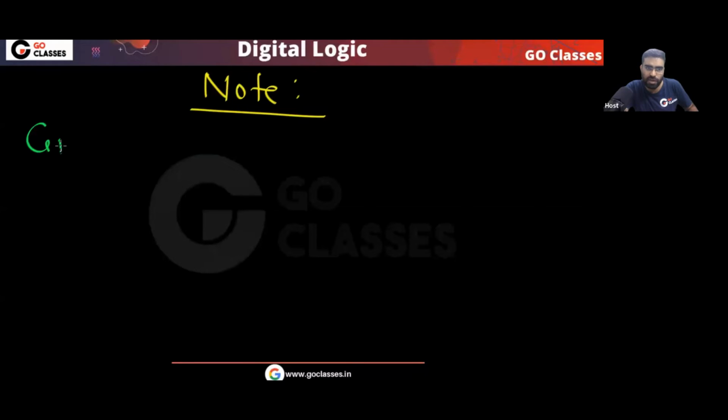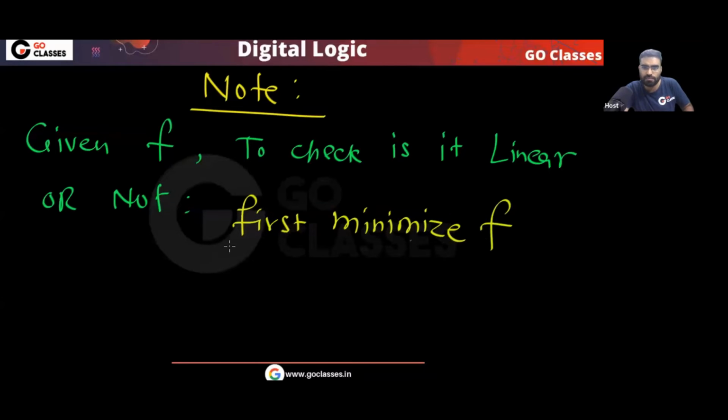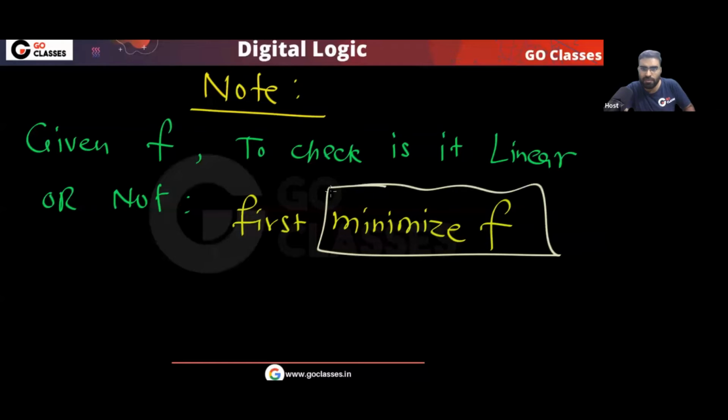Given some function f, to check whether it is linear or not, first delete the dummy positions. First minimize f. When you minimize, you will find out that all the dummy variables will be gone. Is this clear?